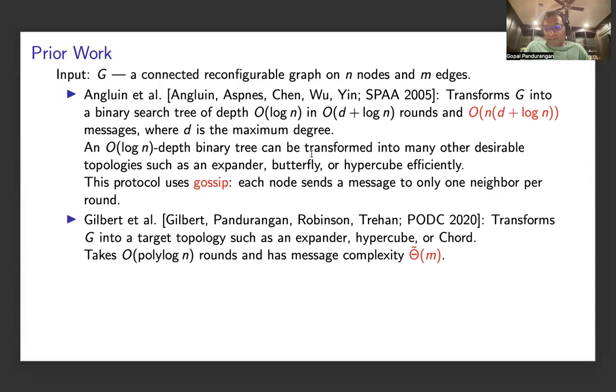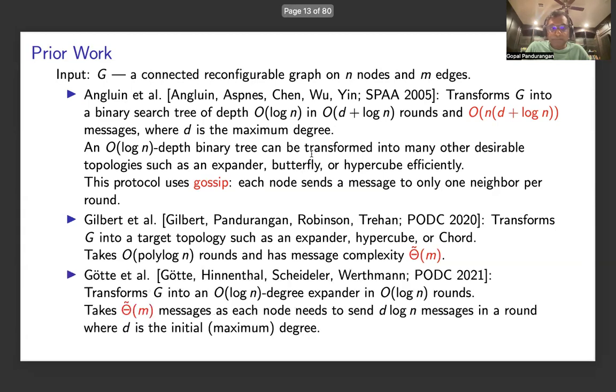Another somewhat recent work is by Gilbert, Pandurangan, Robinson, and Trehan, and they show that you can actually solve this problem, that means convert G into any target topology such as an expander, hypercube, or Chord. But this takes polylog rounds and has message complexity similar to Angluin et al. Its message complexity is essentially Theta-tilde of m, where tilde is hiding polylog n factors. This is not the gossip model. Here it is a normal distributed model where a node can send messages to all of its neighbors in one step.